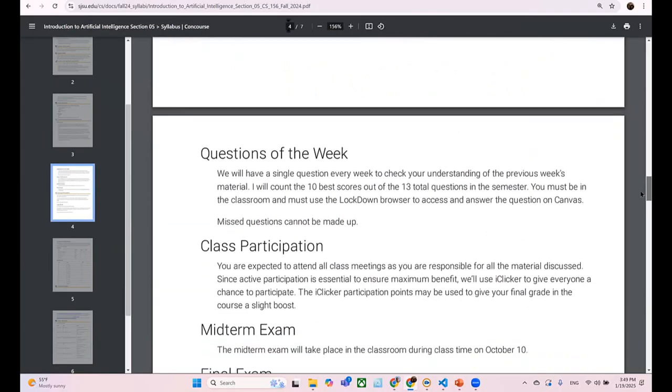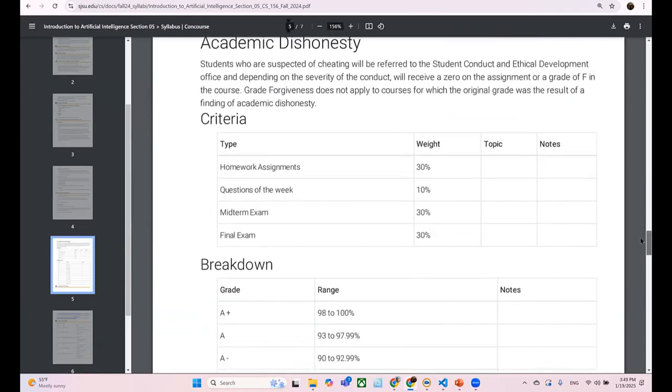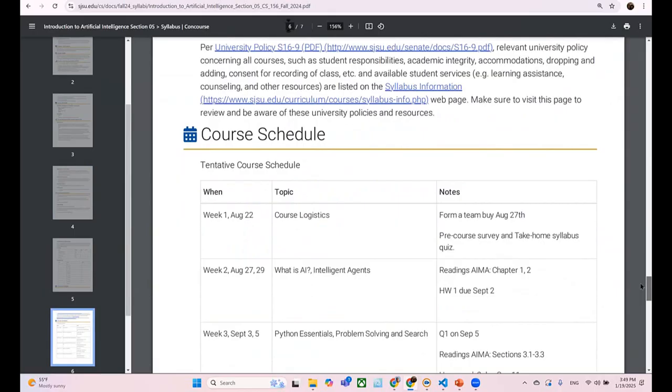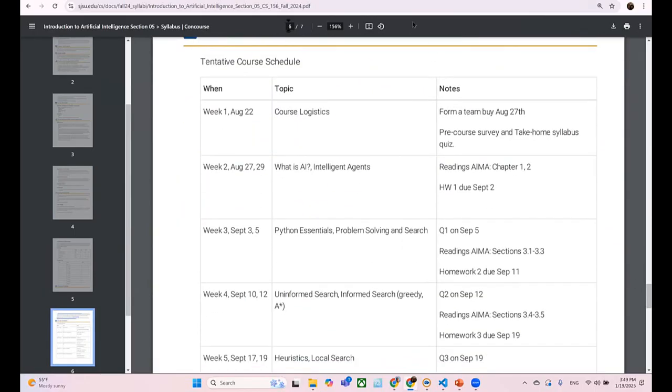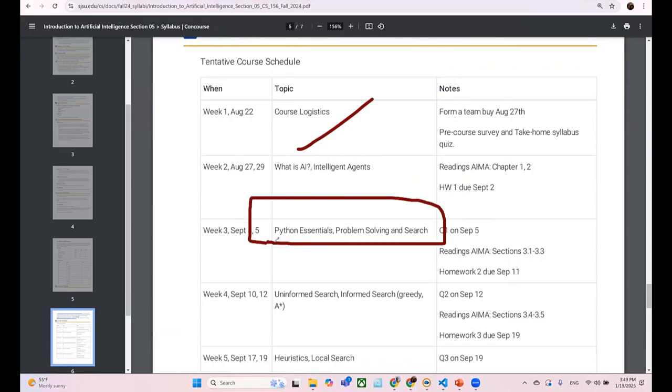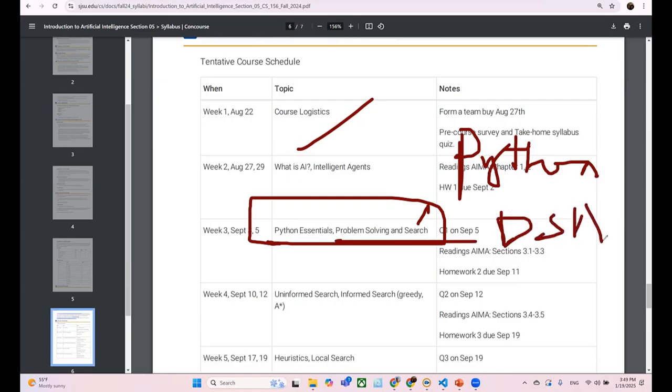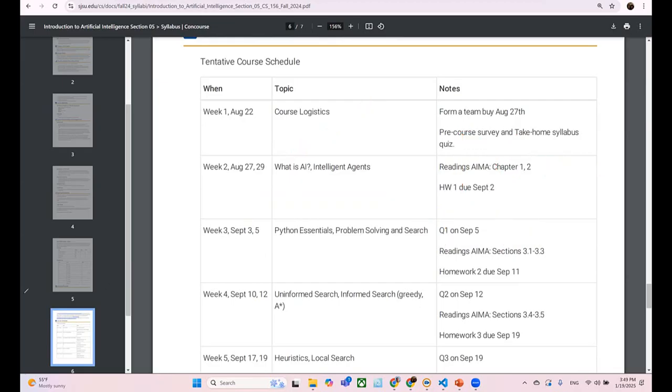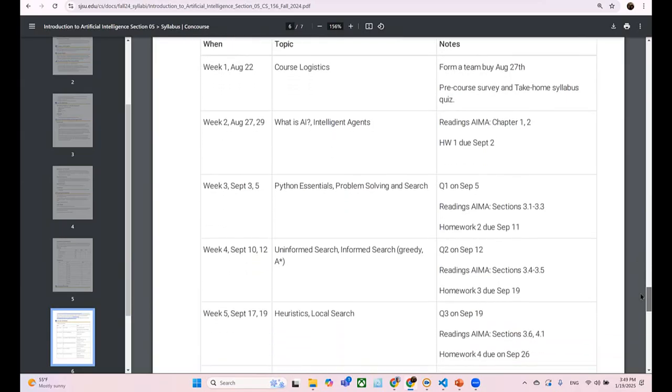So in the introduction to AI, you will study what is AI, Python essentials, problem solving and searching. So this one tells you what you need: at least you need to know about Python, PyTorch. Problem solving, this is DSA, data structures and algorithms. These are basic things that you need. So data structure is very important if you go here.